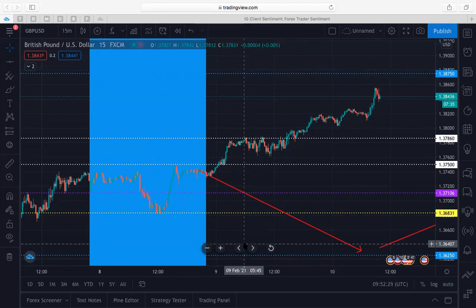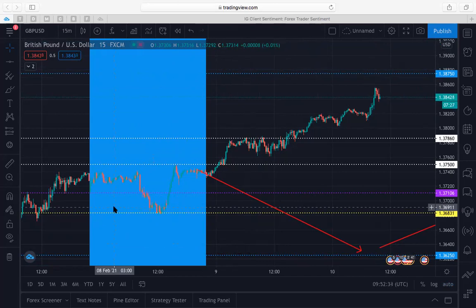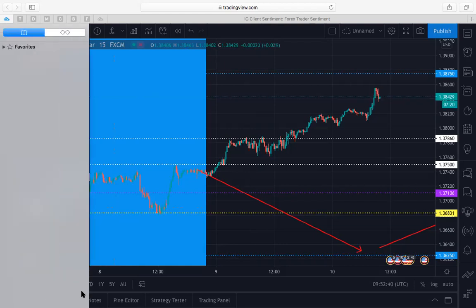So if I applied my second strategy, the one on the US30 with the moving average, you'll find a setup. That was the low and high. So let me show you that here.